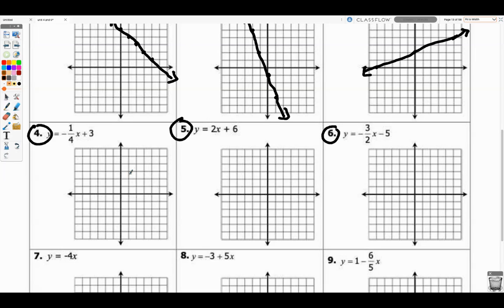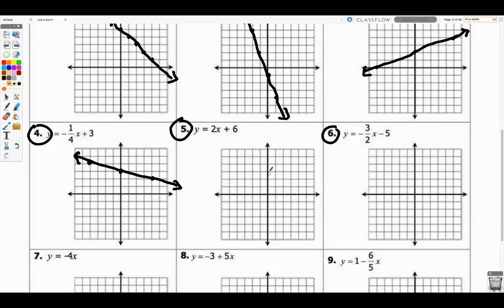Okay, 4, y-intercept is positive 3. Slope is down 1, right 4. Two points make a line, but I need to get as straight a line as possible. So there we go.